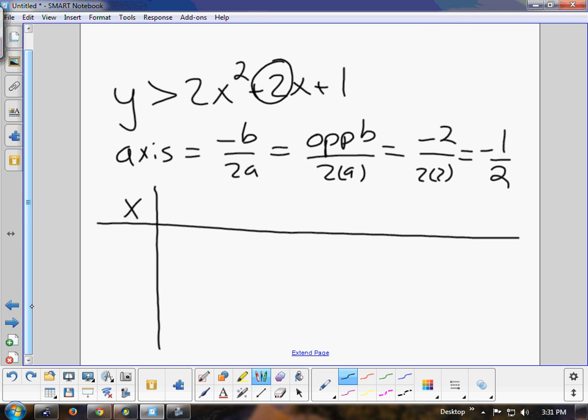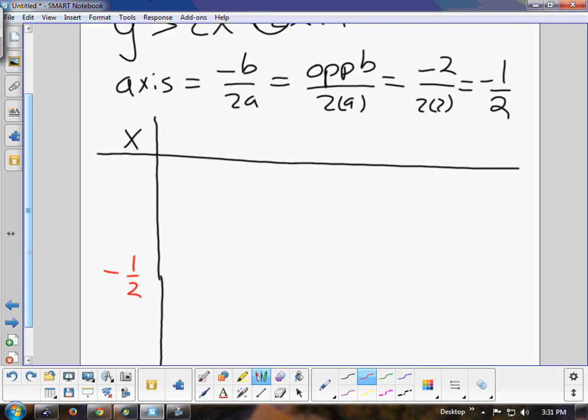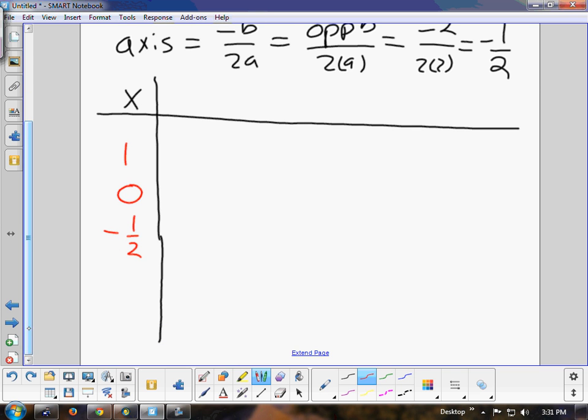Now, that is a little confusing because negative 1 half is not a whole number, and it makes things a little bit difficult. So let's just think about this. Negative 1 half, if we go up from that, we're going to go to 0 and 1. And then if we go the other way, we're going to do negative 1 and negative 2. Okay, so be careful with this.